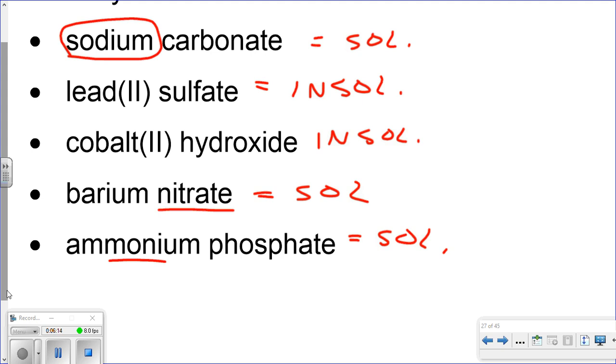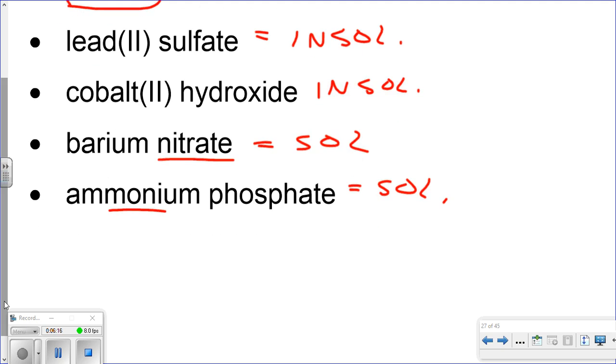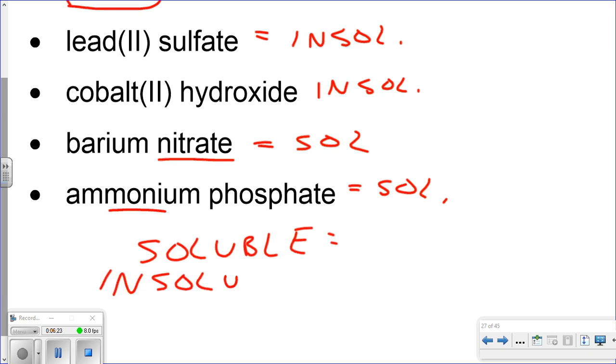I noticed as I was thinking through my notes that I just wanted to say this, and I definitely should have started with it: soluble versus insoluble. Soluble means able to be dissolved.